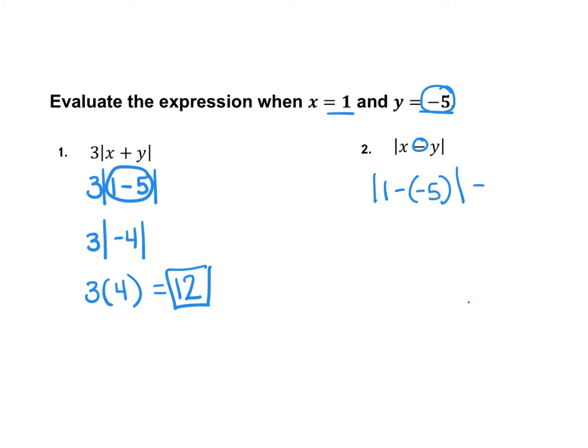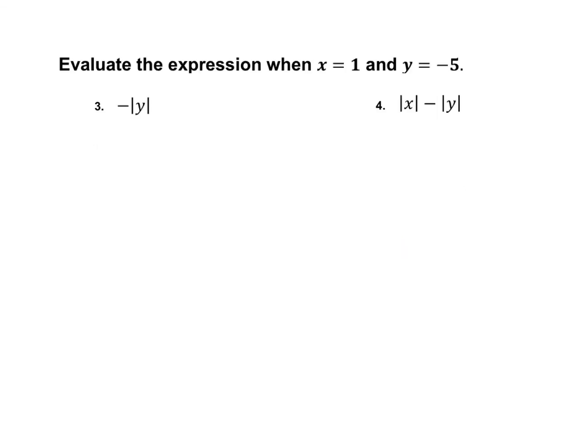All right, so I'm going to start by simplifying here. And I'm going to take 1 minus negative 5. So these become a plus, because two negatives make a positive. So 1 plus 5, that's going to give me 6. So I'm going to have the absolute value of 6. Well, the absolute value of 6 then we know is 6.